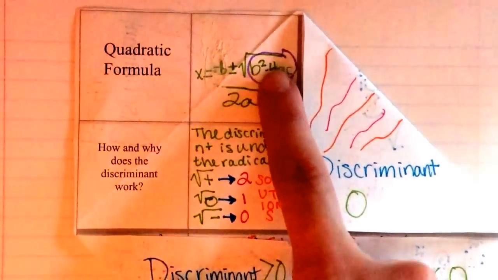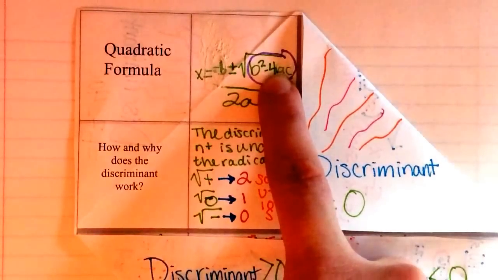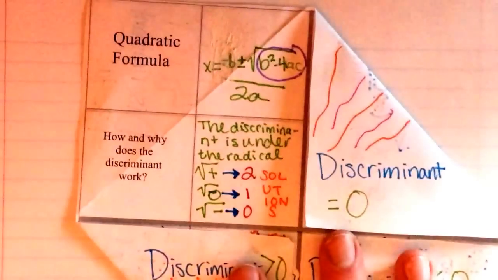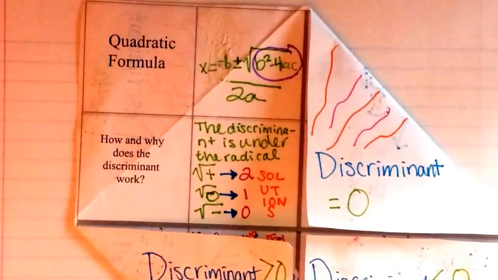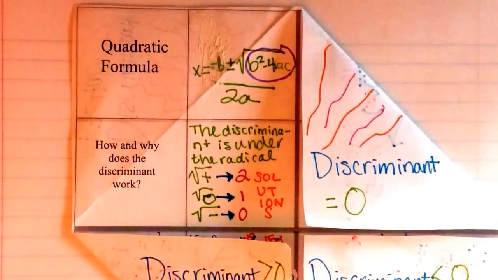For this case, if I resulted with negative 16, that's not possible. You can't square root a negative number. Therefore, it's going to be no solutions. This will make more sense as I go through the video. Pause the video if you need to catch up with the notes.